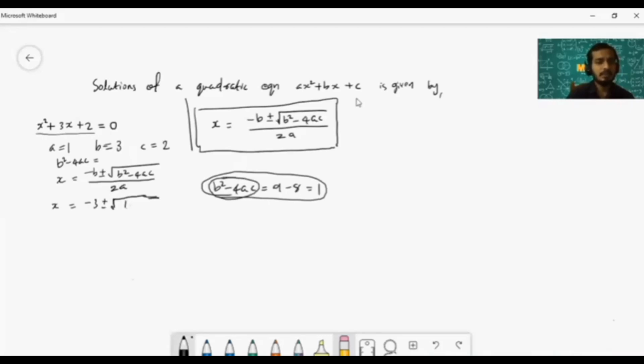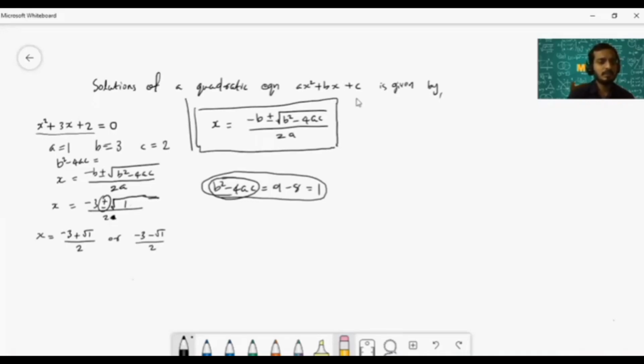Okay, so we got 1, so we substitute 1 here. Then in the next step, we want to take both plus root 1 and minus root 1. So the solutions are x equal to minus 3 plus root 1 by 2 into A, that is 2 into 1, that is 2. So minus 3 plus root 1 by 2 is one solution, or minus 3 minus root 1 by 2. That's what this plus or minus means. Plus or minus means it can be plus or minus. Both are possible, so we want to find both solutions.